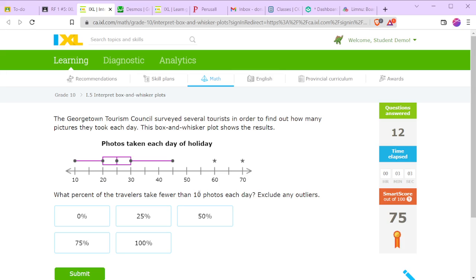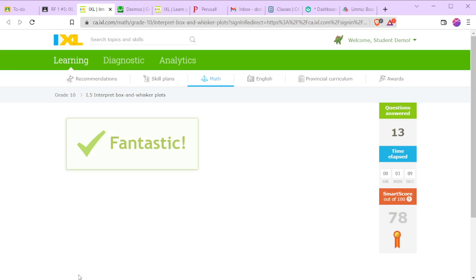What percentage of travelers take fewer than 10 photos each day? That's 0, since 10 is the lower limit.